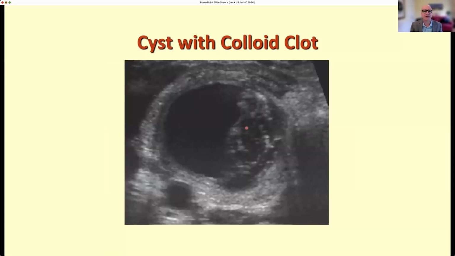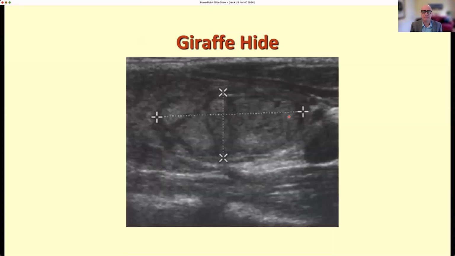Then you have a cyst with a colloid clot inside. That's also very unlikely to be malignant, although this has been revised by later studies looking at the different shapes of the clot. Sometimes this is debris that is not tissue, and the way to figure that out is to turn the flow on. If there is flow, it's live tissue. So sometimes it could be a thyroid cancer, but if you see no flow, that's clot, and you're not going to need to biopsy those.